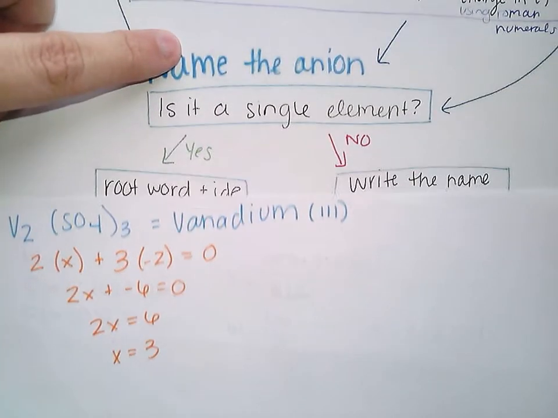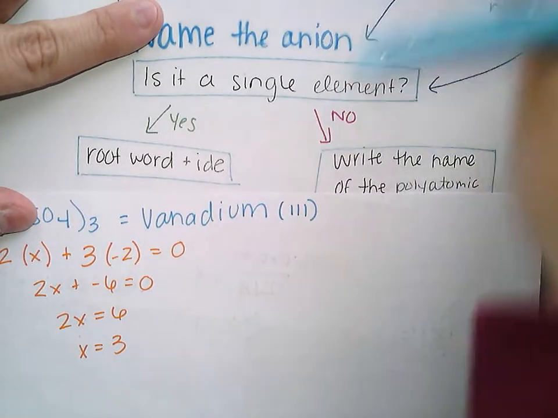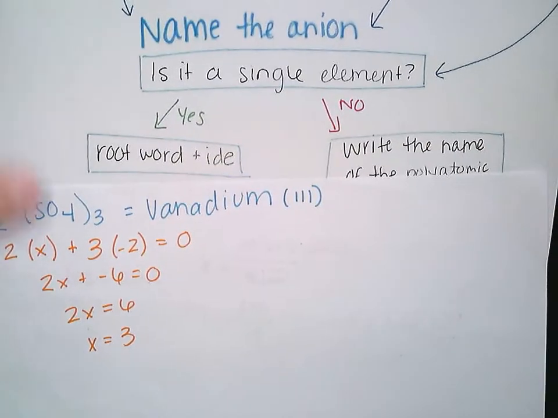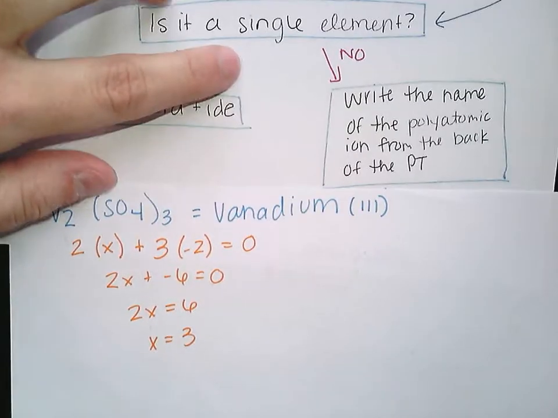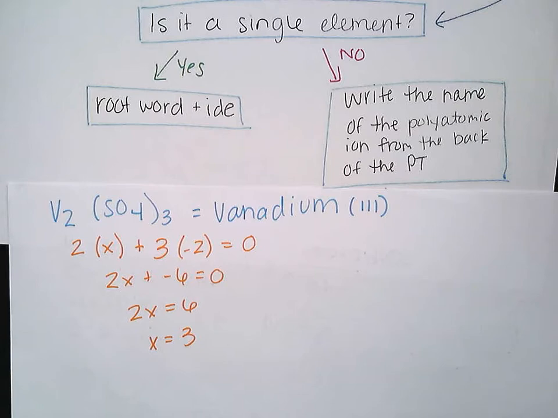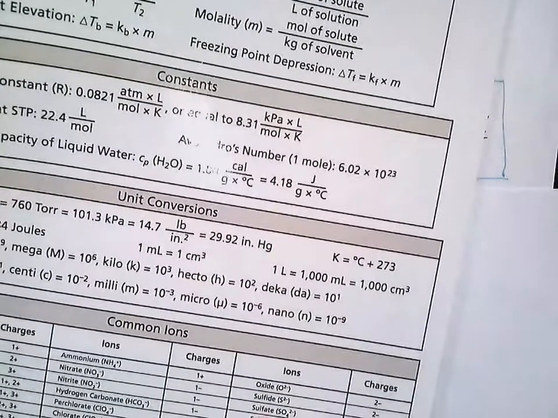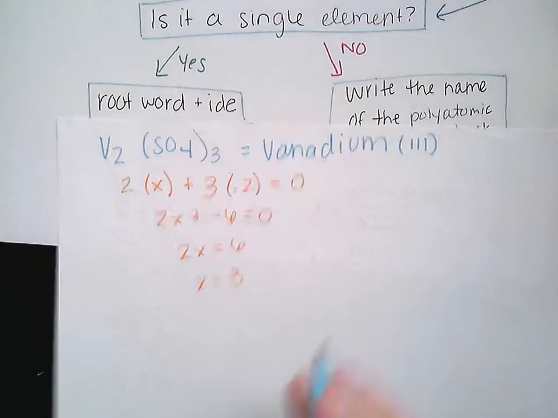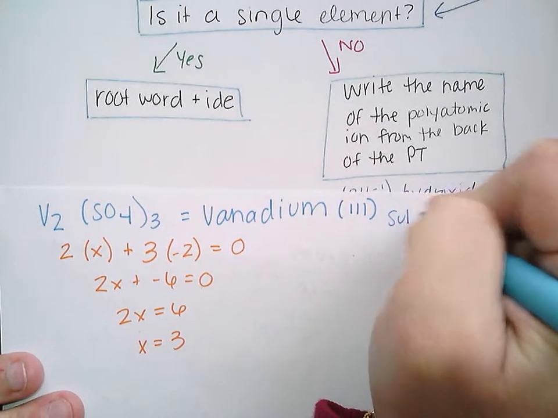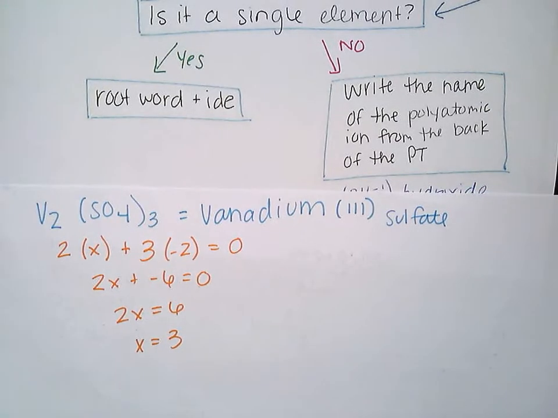And then I'm ready to move on to my next step of naming the anion. So this question again, is it a single element? Well, it's SO4. So no, it's not a single element, it's a polyatomic. So we need to write the name from the back of the periodic table. SO4 is sulfate. Okay. So vanadium(III) sulfate. Let's check out one more example on here.